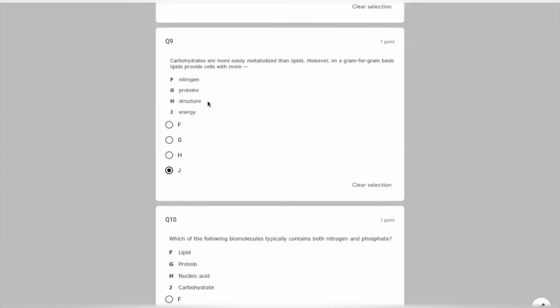And then structure, okay, so lipids do put like the blubber on animals. That's what they help with, or like are fats and stuff, but that's also not a big term for structure. But yeah, the only answer that's going to make sense is J. Okay, so next question, question 10.